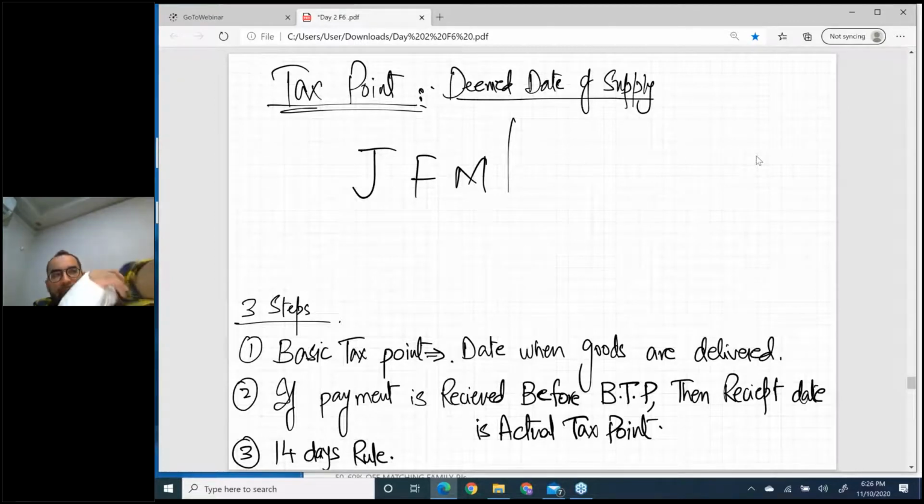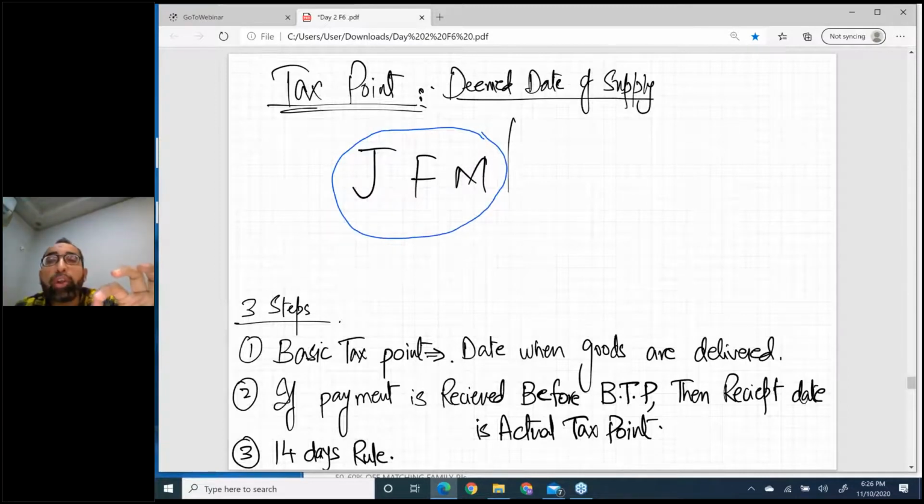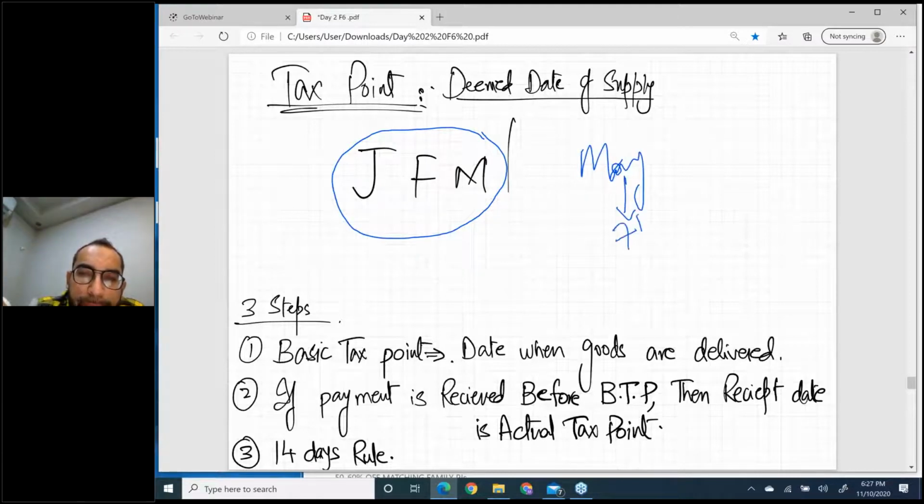tax point. First of all, try to understand what is tax point. We all know this: for January, February, March quarter transactions, we have to pay VAT on 7th May. I just told you. We have already studied this.